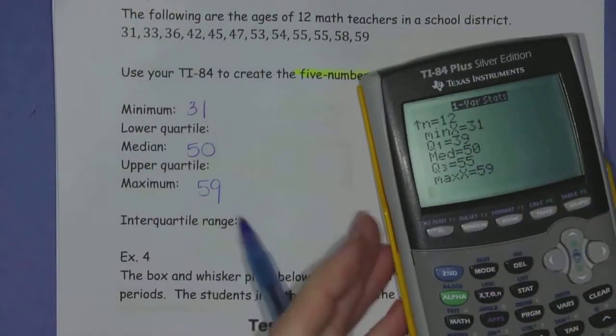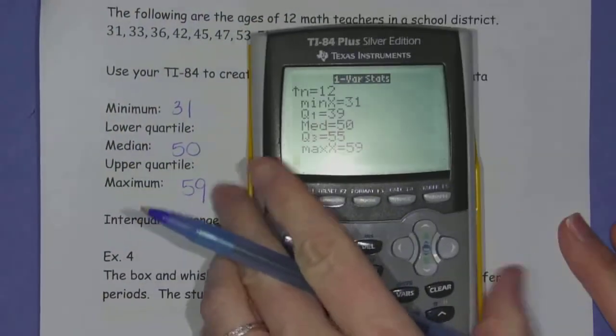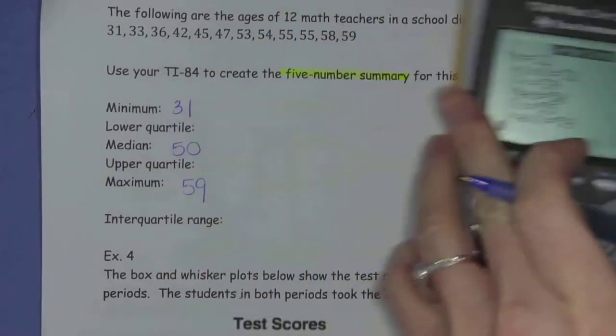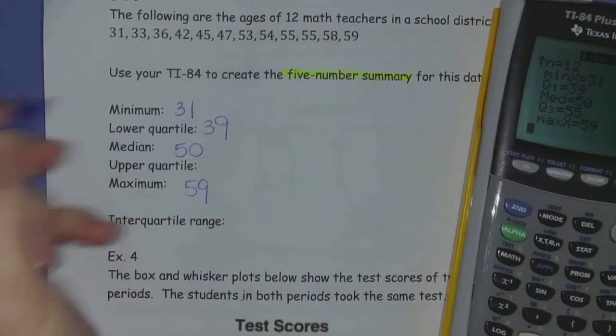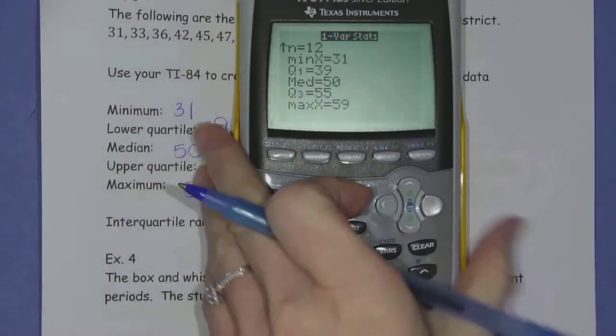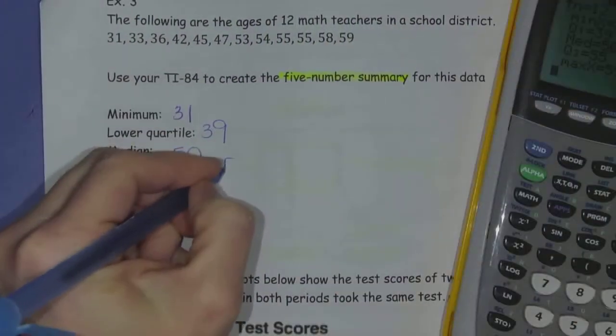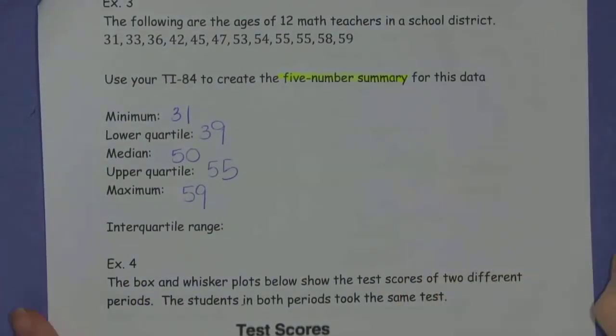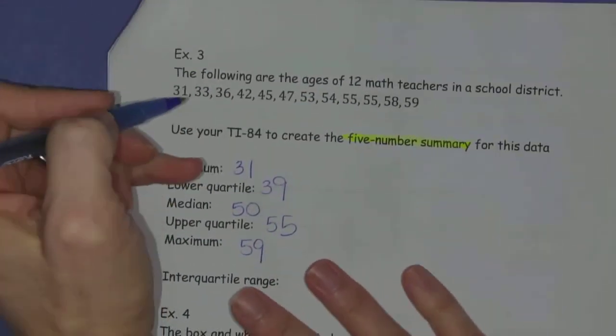Your lower quartile, look what it says, Q1, 39. And upper, 55. Beautiful. Now, if we had done all of this by hand, it would have looked something like this.